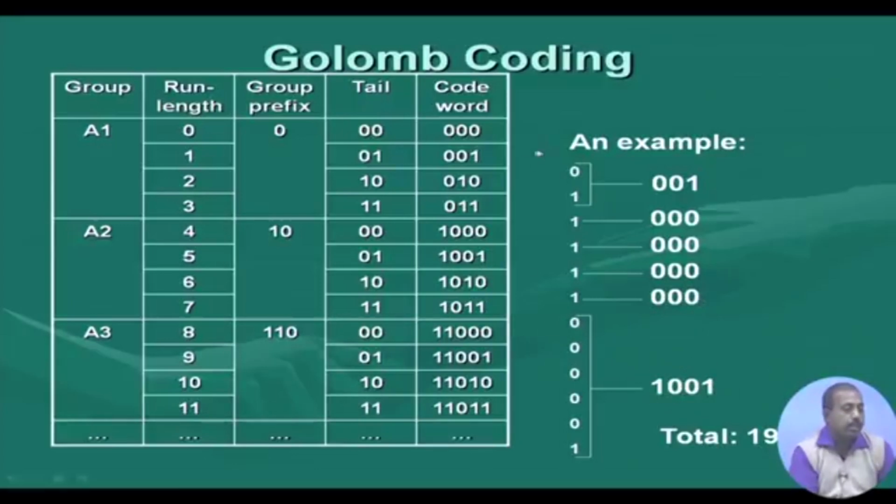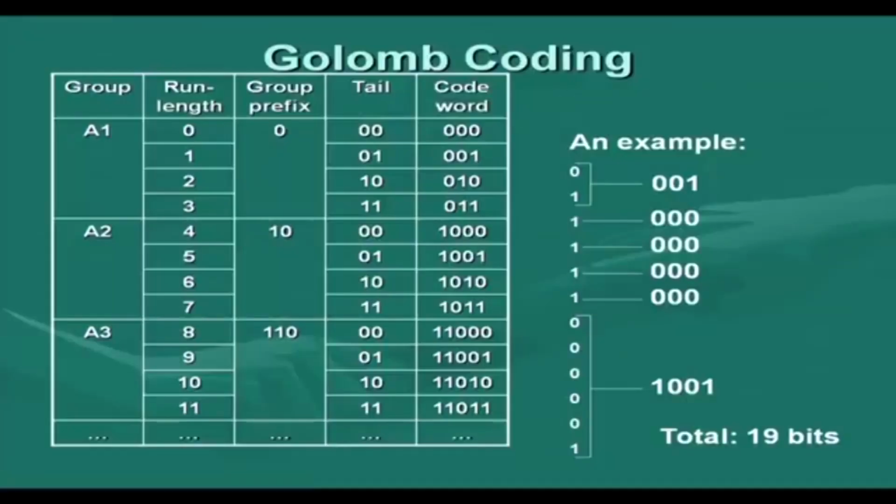As a result, the original pattern was 12 bits, and that 12-bit pattern has been coded into a 19-bit pattern. In this case, the code length is more than the pattern length, but of course we have seen previously that the code length is generally much less than the pattern length.